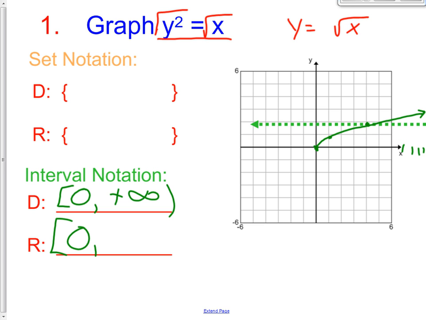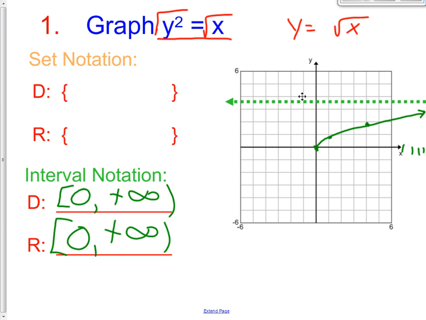When x is 4, y is 2. When x is 9, y is 3. When x is 16, y is 4. When x is 25, y is 5. As x continues to get bigger and bigger, y gets bigger and bigger until it reaches all the way up to infinity. There is no ceiling on this one. It'll go forever and always all the way up to positive infinity. So that's what we get for the domain and the range on this one.